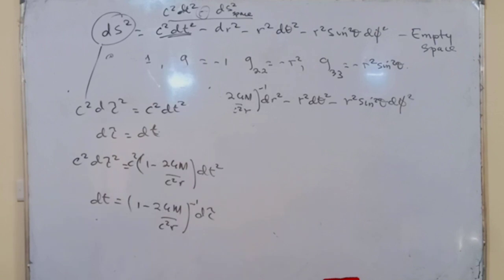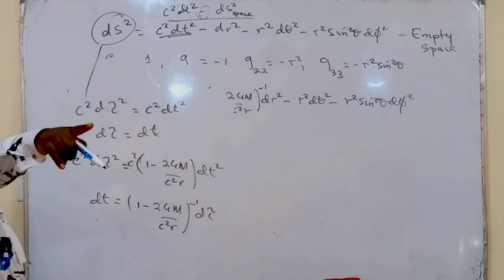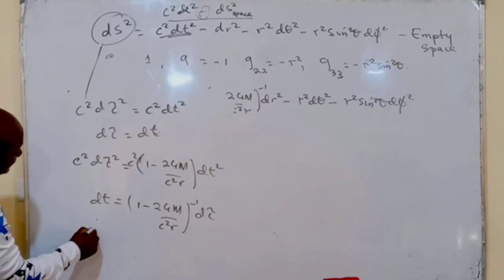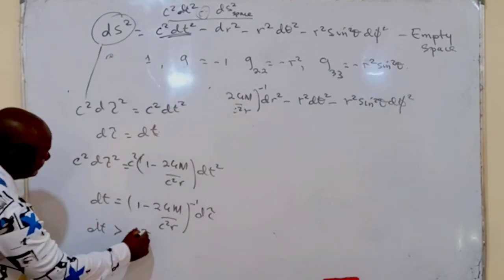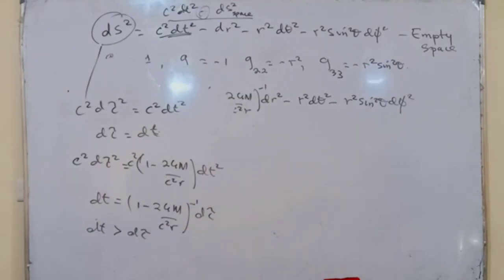Am I correct? And then from there, using the same argument, we are going to say that dt is greater than dτ. Is dt greater than dτ?